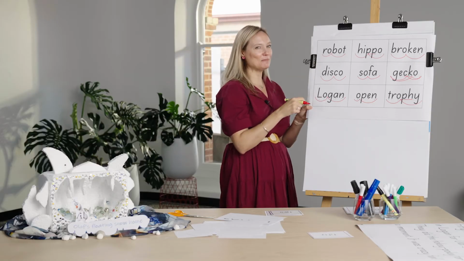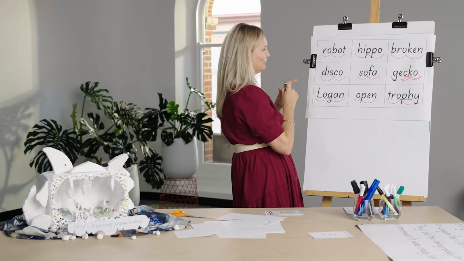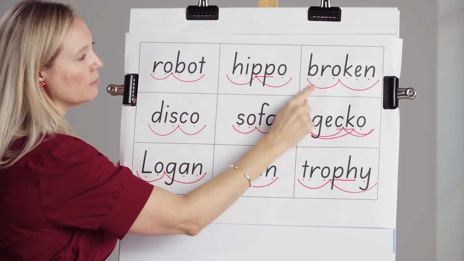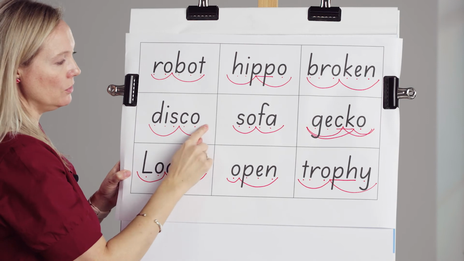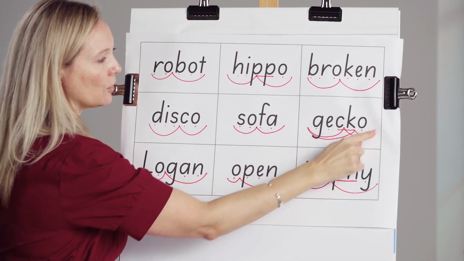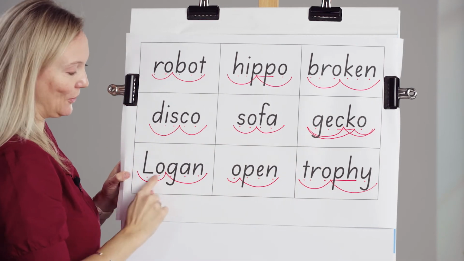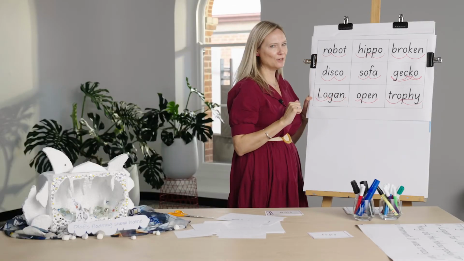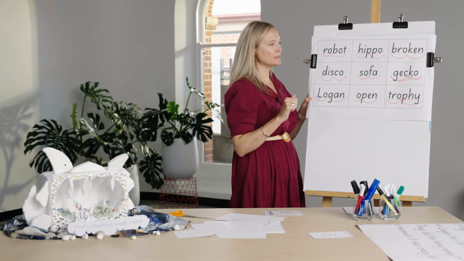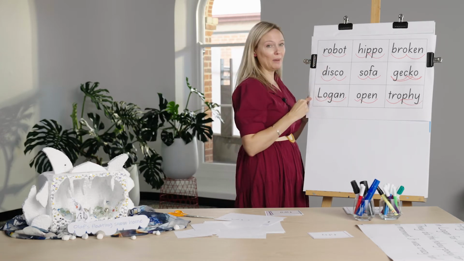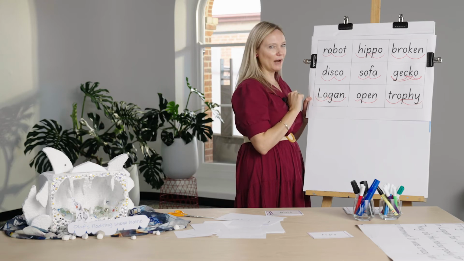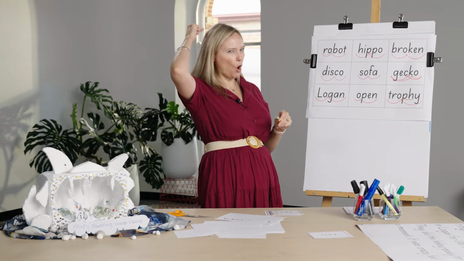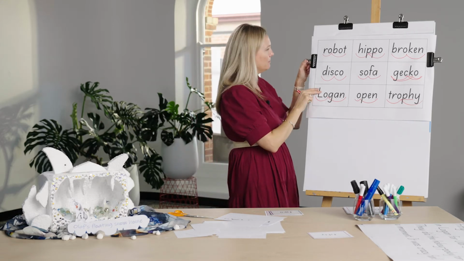Shall we try and read them all together? Help me. Let's read. Robot, hippo, broken, disco, sofa, gecko, Logan, open, trophy. How did you go? If you need a bit more practice, just rewind and go back and listen to that again and practice reading them. Okay. Shall we practice some spelling now to get that open syllable into our long-term memory?